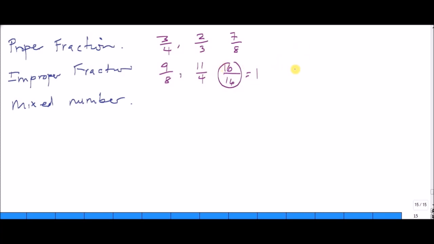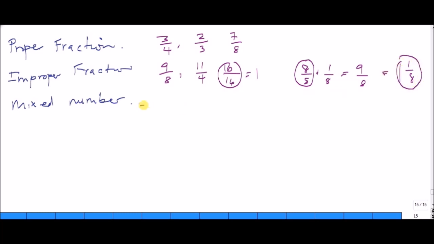But using what we had said before, 8/8 is 1 whole, plus another 1/8 would give us 9/8. See? So 9/8 is actually 1 whole and 1/8. So it is 1 and 1/8. Okay? And this is how we will end up with the mixed number.